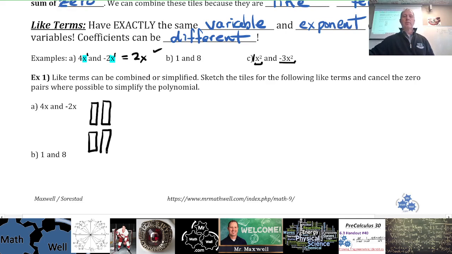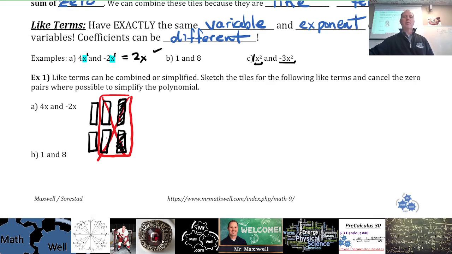And I'm just going to draw them like this. And then I have negative 2x tiles. So I'm going to draw 2 more x tiles that are shaded in. So that's 4 positive x tiles and negative 2 x tiles as well. So my pairs now, you see that these 4 tiles, 2 positives and 2 negatives, they cancel each other out. Okay? So sketch the tiles and cancel out these 0 pairs.